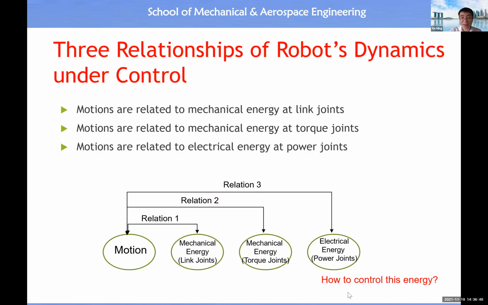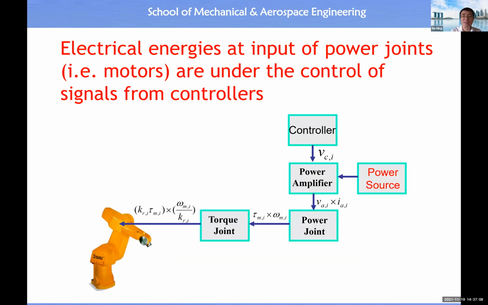Okay, so we may ask this question: how to control the release of this electric energy? If this energy is not controllable, then there's no use. Then your robot is not controllable. Understand? So we need to make electrical energy controllable. Then how to achieve this goal?